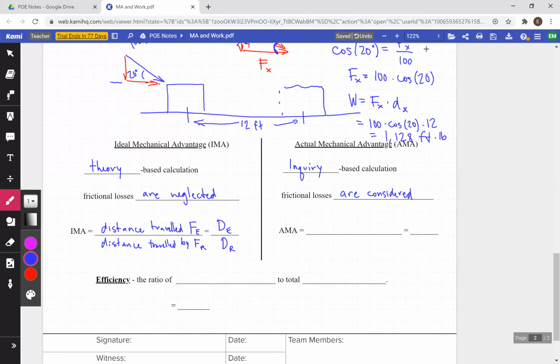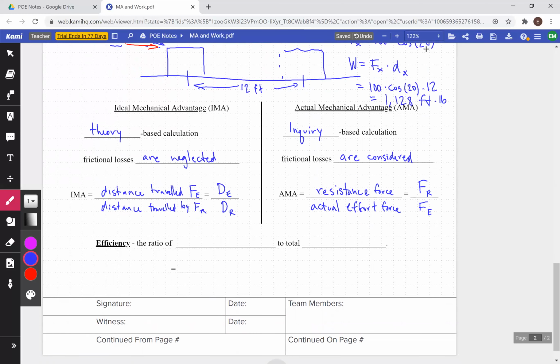And the actual mechanical advantage is the total resistance force to the actual effort force that is required when you actually perform the action. So not just what you've calculated from the ideal mechanical advantage, what actually is required, okay? We'll still just call this FR over FE, but we'll make the distinction when we're actually working through the problems.